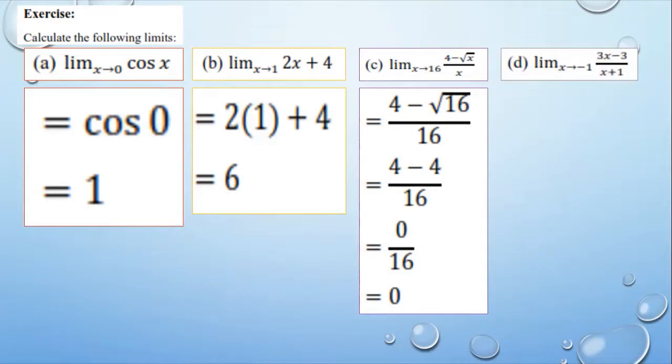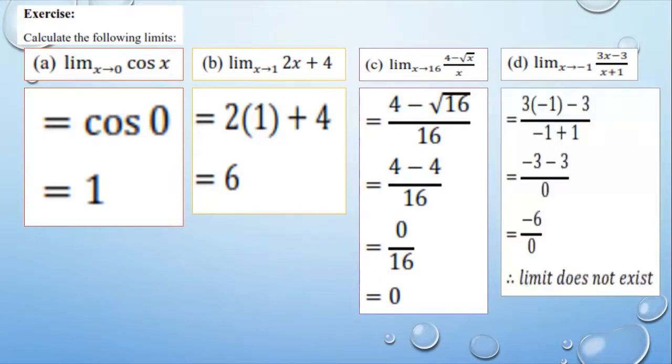Next one, in place of x put -1. So 3 into -1 minus 3 upon -1 plus 1. 3 into -1 is -3, minus 3. -3 minus 3 is -6. In the denominator is -1 plus 1. -1 plus 1 is 0. So you can see in the denominator you're getting 0. So any number divided by 0, it's an error. If you press it in the calculator, you'll see it's error.